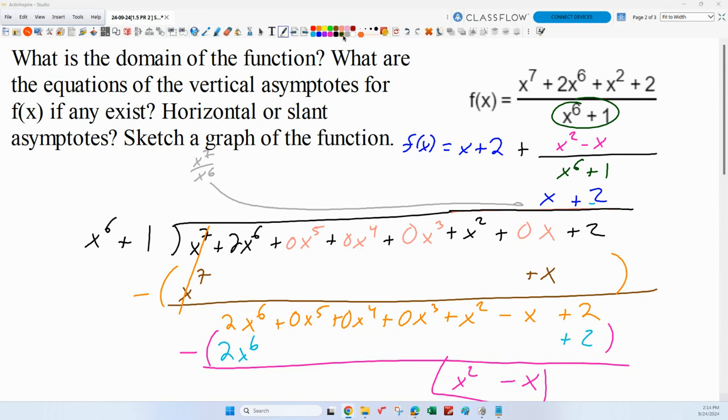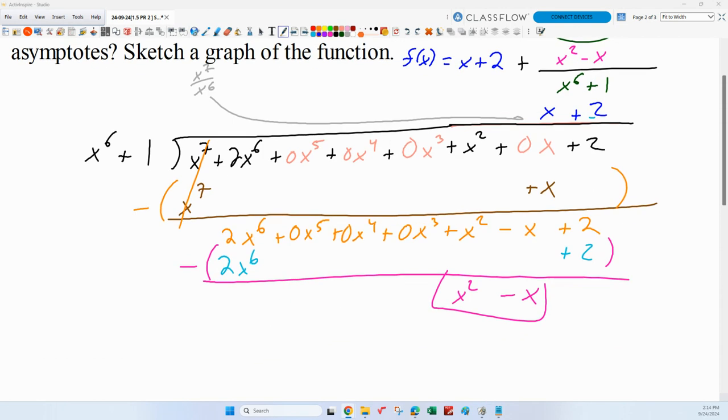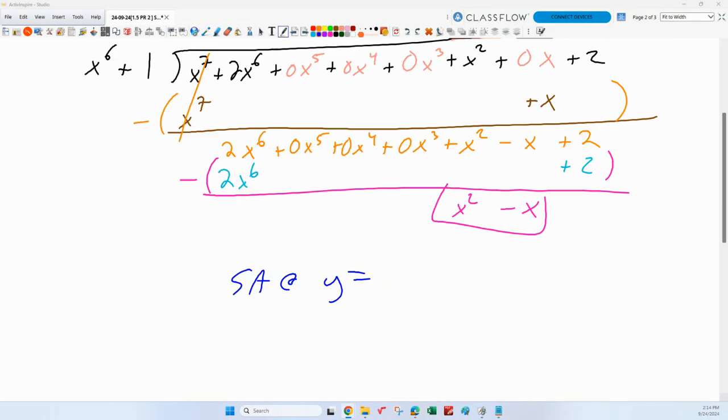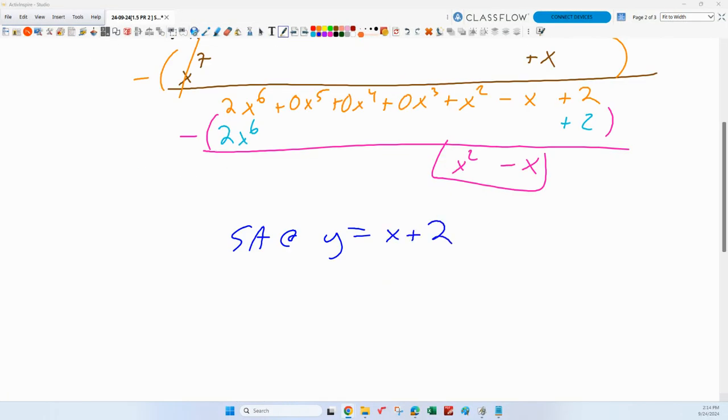So in the limit that x goes to infinity, what's going to happen to the remainder term? It's going to go to 0 because it's a rational function where the denominator has a higher power of x. It has to be that way, right? So this tells me that I get a slant asymptote at y equals, what was it, x plus 2? Everybody good? Make sense? Okay.